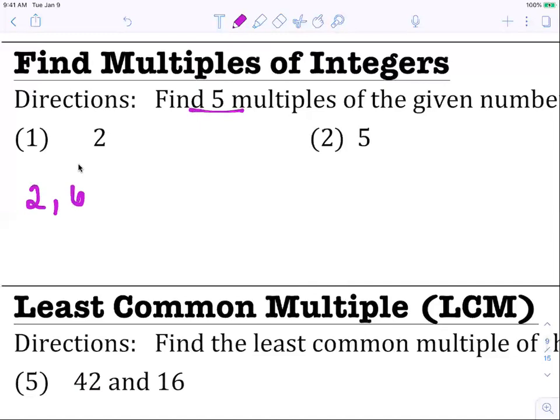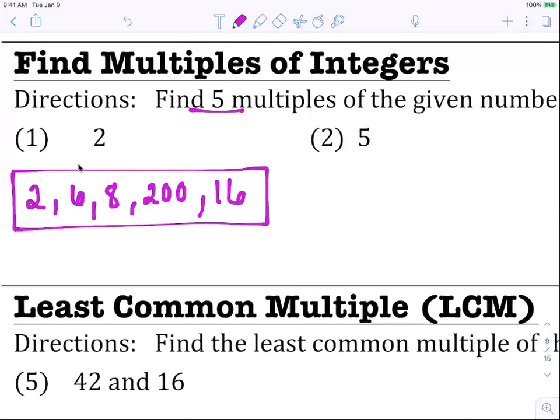6 is going to be a multiple. 2 times 4 is going to be 8. 8 is a multiple. You could even go more complicated. You could go 2 times 100, and that just means that 200 is a multiple of 2. But really anything, 2 times 8 is 16. As long as you take 2 and multiply it by 5 different numbers, the results are going to give you anything that is a multiple of 2.